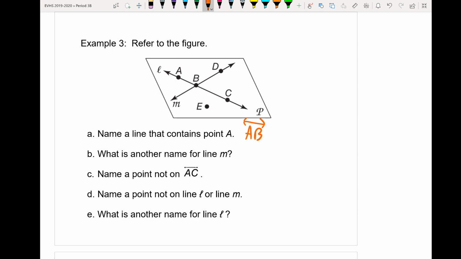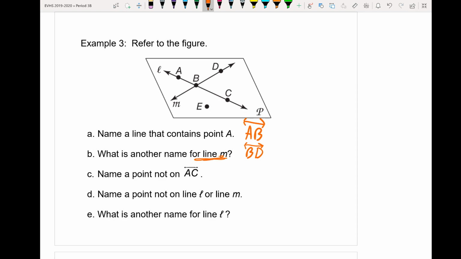I trust that by now you can start seeing some of those patterns. Another name for line M. Samantha: Line BD. Line BD also works. The only other one that would work is DB. M is what's given in the problem, so we can't use M.